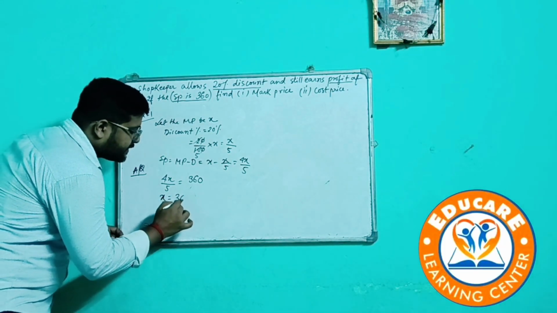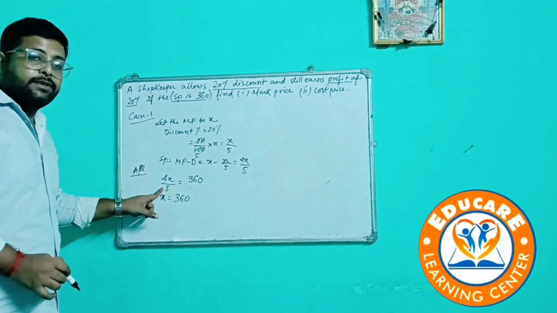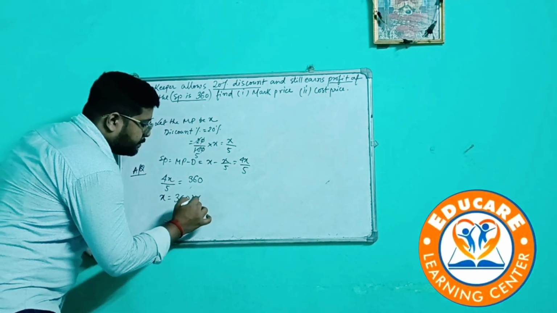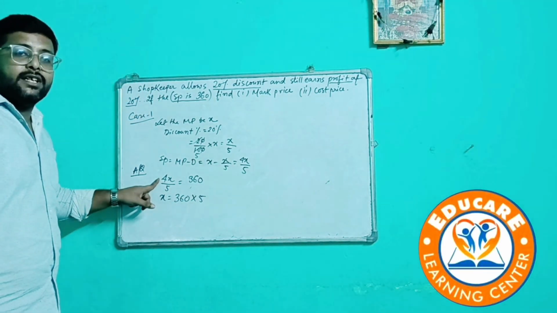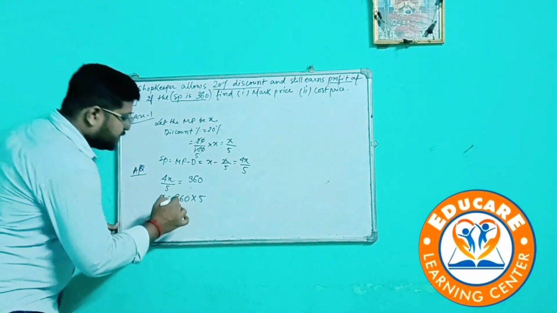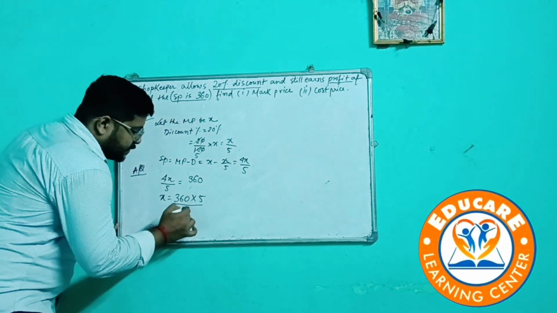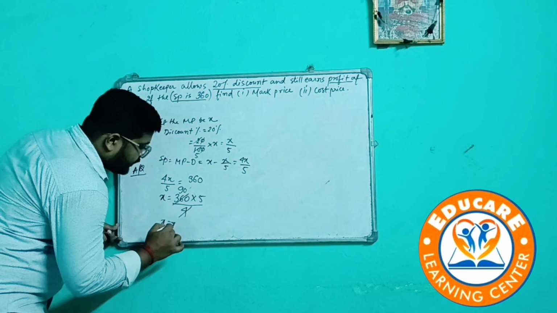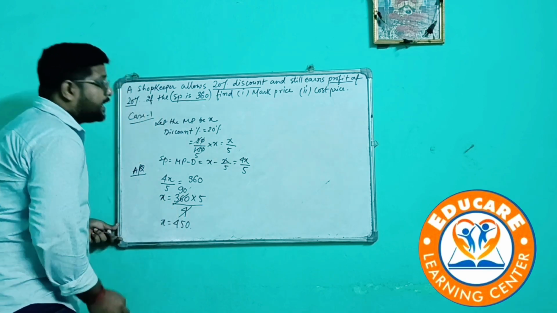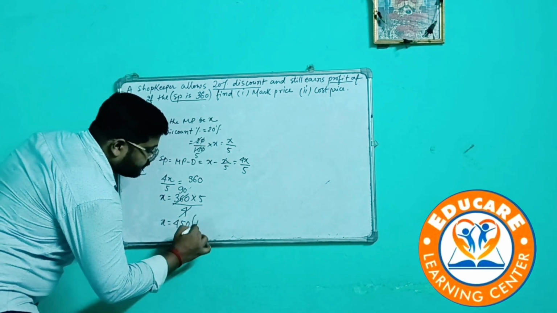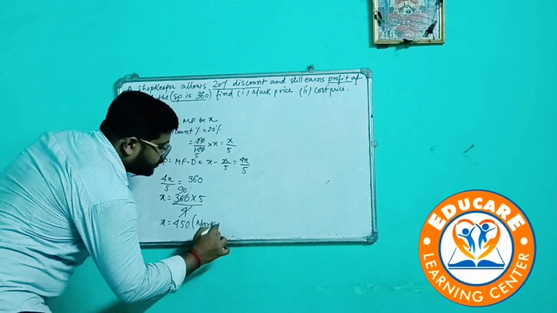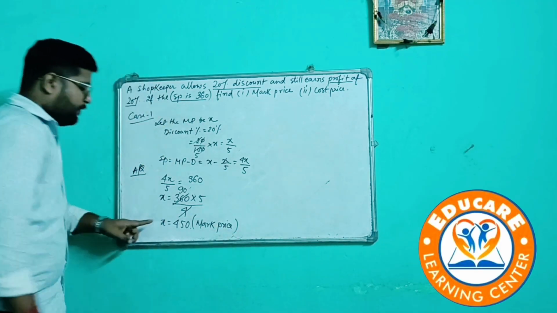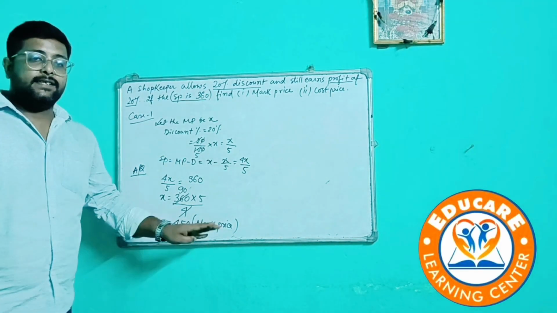X is equal to 360, 5 was in division form, if we take it to that side it will be multiplied, 4 was in multiplication form, if we take it to this side this will be division. So if we cancel 4 and 360 we get 90, so the value of X is 450. That means our mark price that we were supposed to find is 450. Our case 1 is solved.